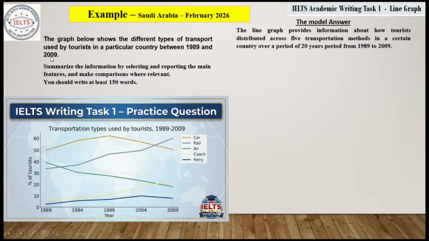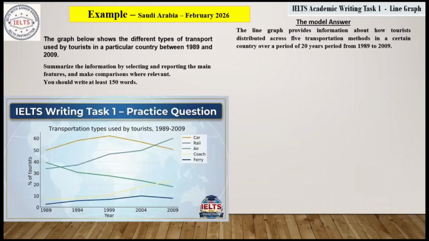1989 and 2009, it means over a period of how many years? 20 years. You should subtract 1989 from 2009, you will get 20 years. Okay? The line graph provides, instead of shows, we used provides, distributed across 5 instead of used by tourists in a particular country between. We paraphrased the question. Now we will move to the overview.